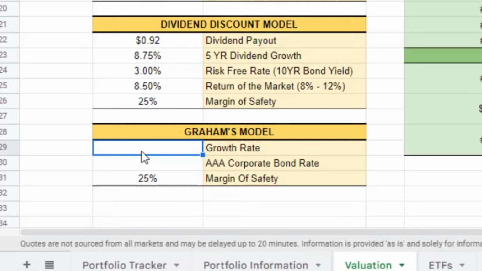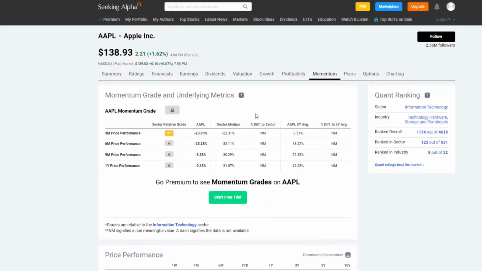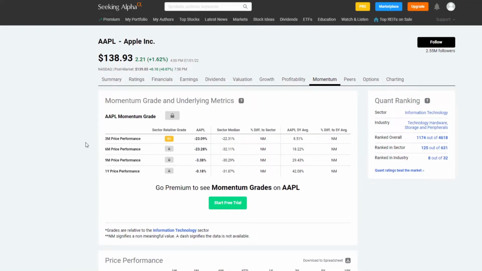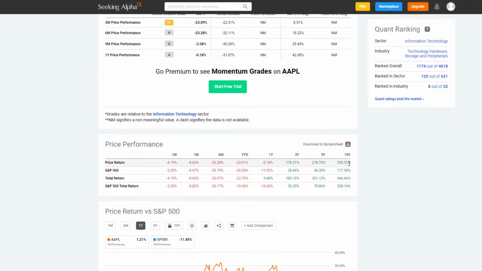Let's come down to Graham's model, and let's try to determine the growth rate for Apple. If we come over to Seeking Alpha's page under the momentum, we get to see some of the price performance historically. If you average out the 10-year price performance for Apple, that is 55% per year. The calculation is very similar for the 5-year and 3-year CAGR numbers for their price return. 279 divided by 5, you're going to get around that 50 to 60% growth. And then the 3-year CAGR, 176 divided by 3, again, you're going to get that 50 to 60% growth for Apple.